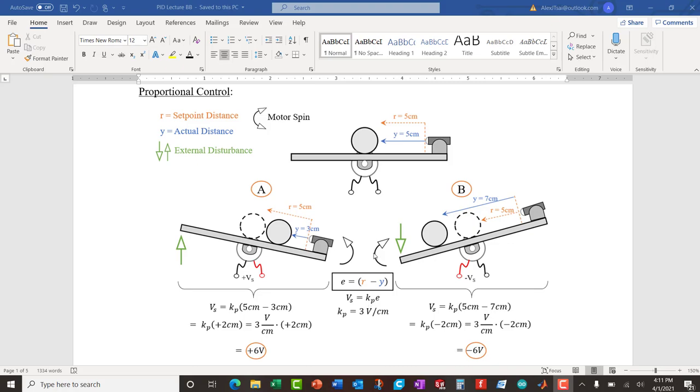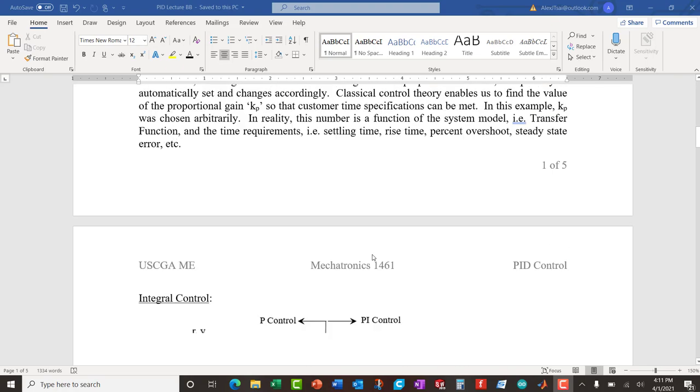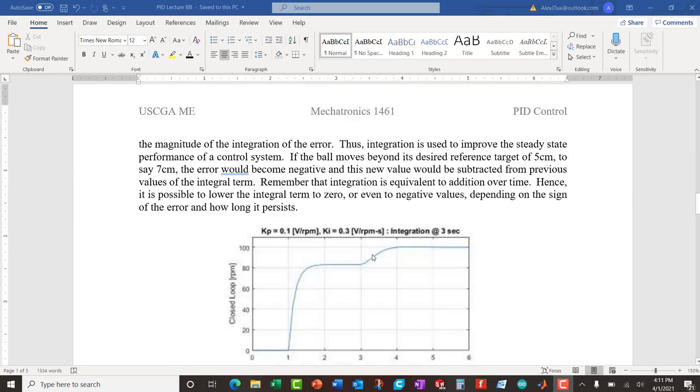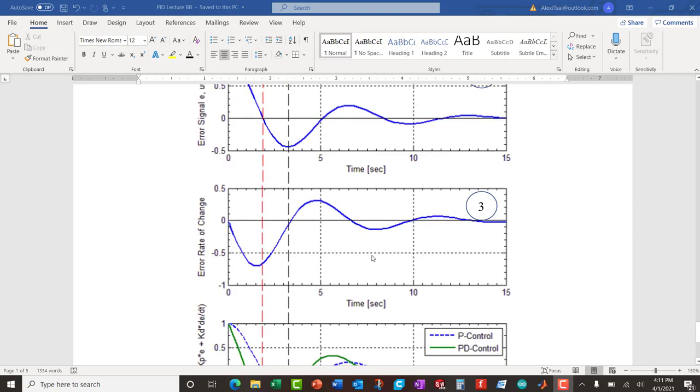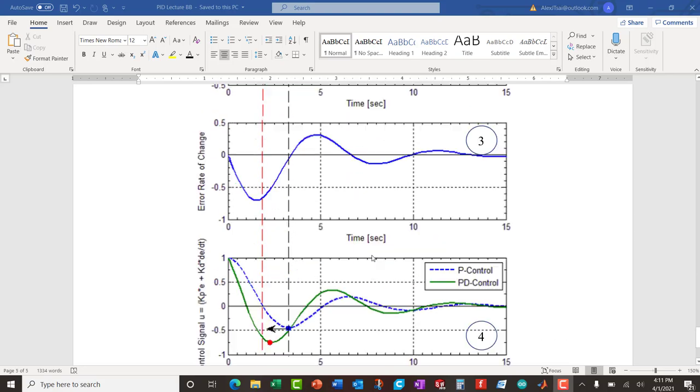Okay, so in the next video we're going to go into Simulink and start coding a PID controller for any transfer function that we want to see.